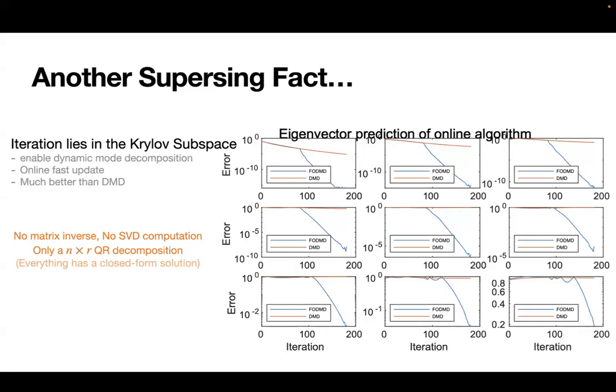The only thing you need to know is the orthogonal basis of your eigenspace. So you just need to run a very small n times r QR decomposition, then everything can be written in closed form. We just have matrix and vector multiplication in our algorithms.